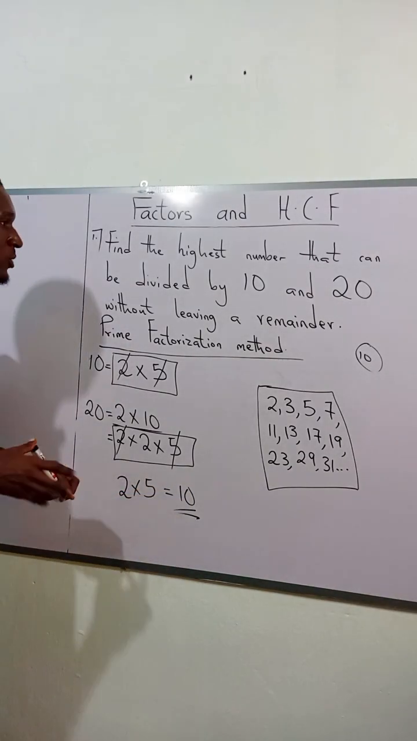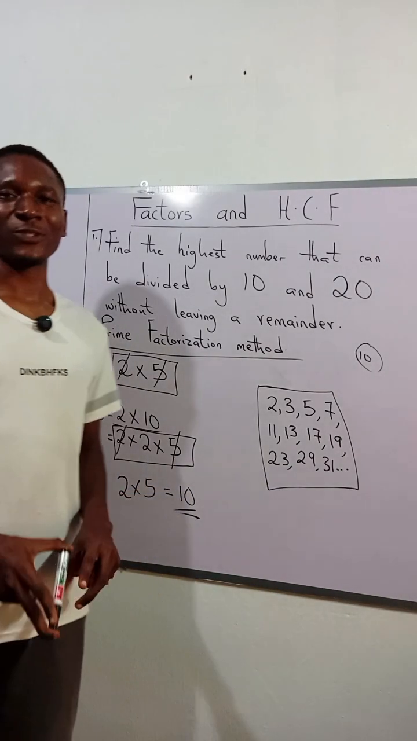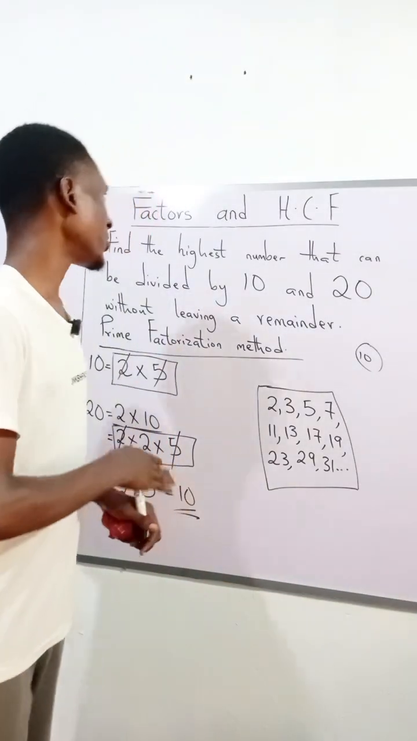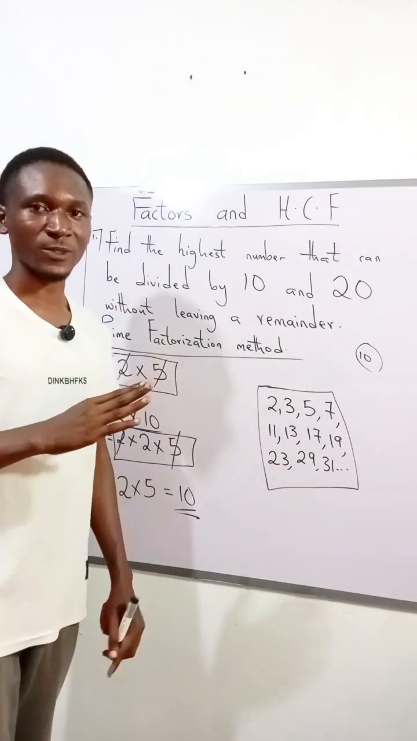So whichever method you use out of these two, you are going to get your highest common factors. There are other methods, but for the purpose of this class, let's just focus on these two methods.